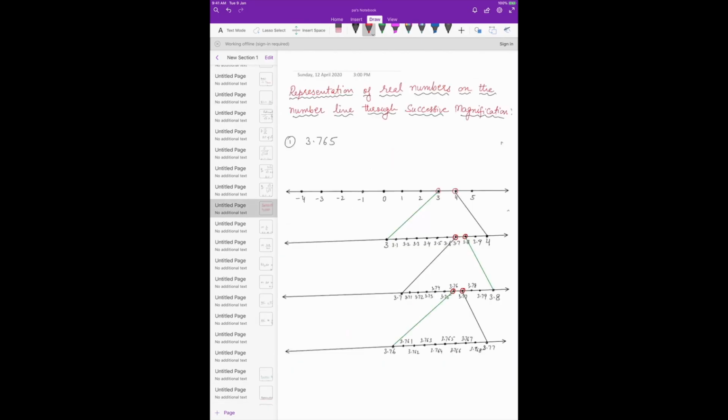Now let us take one more example of representation of 3.765 on the number line through successive magnification. Now broadly speaking, where exactly does 3.765 lie on the number line? It lies between 3 and 4. So we have highlighted the numbers 3 and 4 on the number line, and now we are going to use the magnifying glass, and we are going to magnify the portion between 3 and 4.